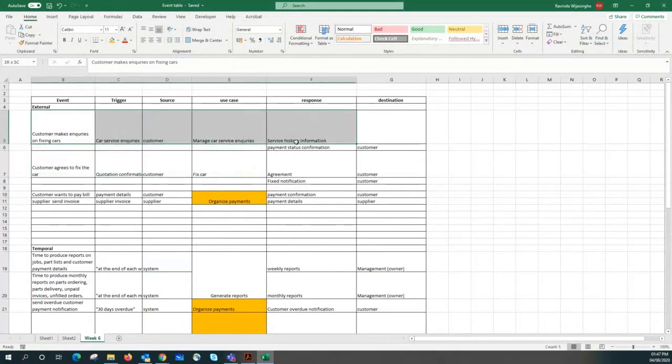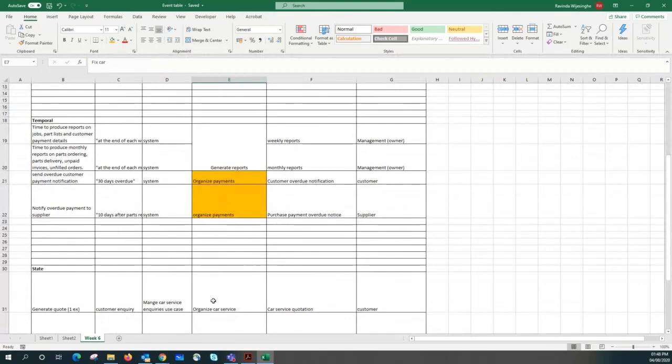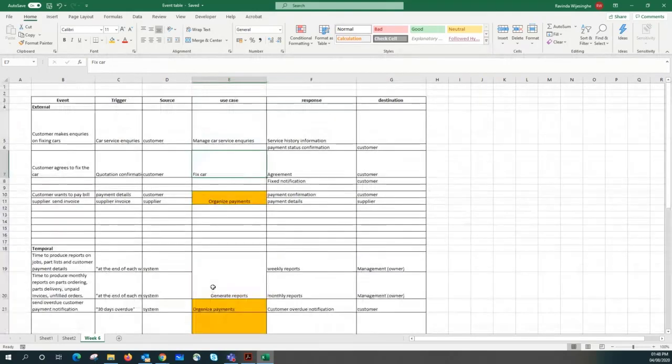That means we need to create a fragment for each of these rows, right? So one fragment for one row, in other words, one fragment for each use case. Okay, so since we have 6 use cases, we need to create 6 fragments, right? So let's actually create that first.